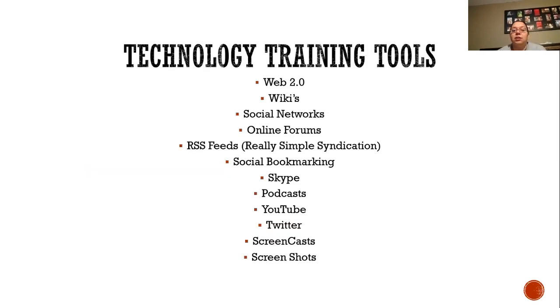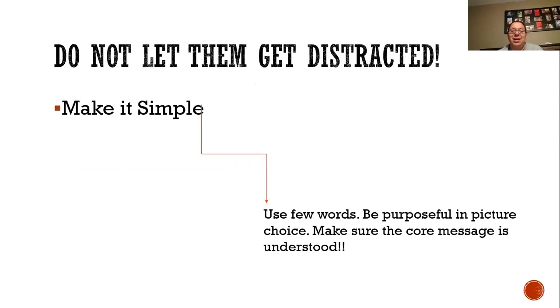And then there are a list of technology training tools, such as Web 2.0, wikis such as Wikipedia, social networks like Facebook and Instagram and Twitter, even Snapchat. There's online forums, RSS feeds, which mean really simple syndication feeds, social bookmarking, Skype, podcasts, YouTube, Twitter, screencasts, and screenshots. These are all tools that you can use when you are training.